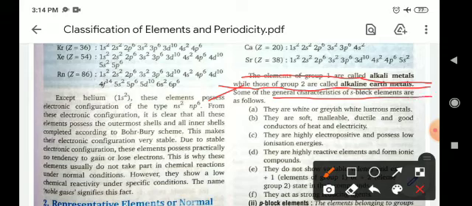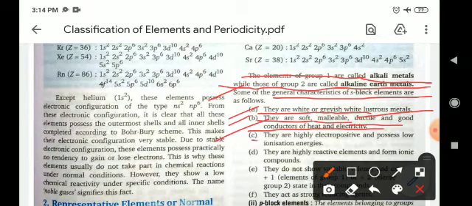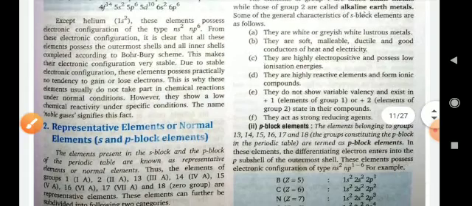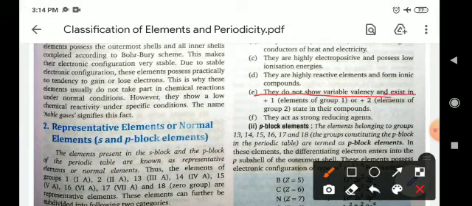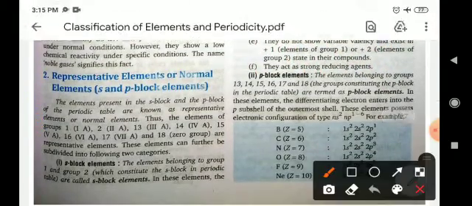Some of the general characteristics of S block elements are as follows. Number 1, they are white or greenish white lustrous metals. Number 2, they are soft, malleable, ductile and good conductors of heat and electricity. Number 3, they are highly electropositive and possess low ionization energies. Number 4, they are highly reactive elements and form ionic compounds. Number 5, they do not show variable valency and exist in +1 and +2 states in their compounds. Number 6, they act as strong reducing agents because they easily release electrons.